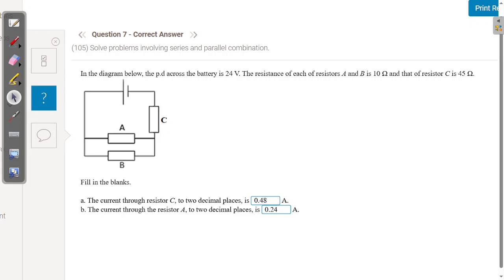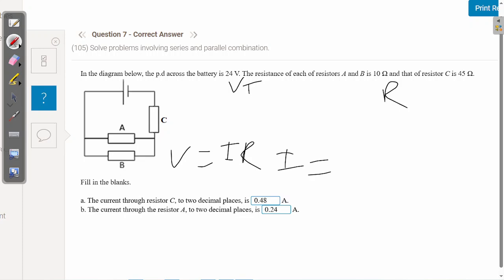Okay, in the diagram below, the potential difference across a battery is 24 volts, and the resistance of each of resistors A and B is 10 ohms, and that of resistor C is 45. We want the current through resistor C. What do we know about current, voltage, and resistance? V = IR. So I = V/R.